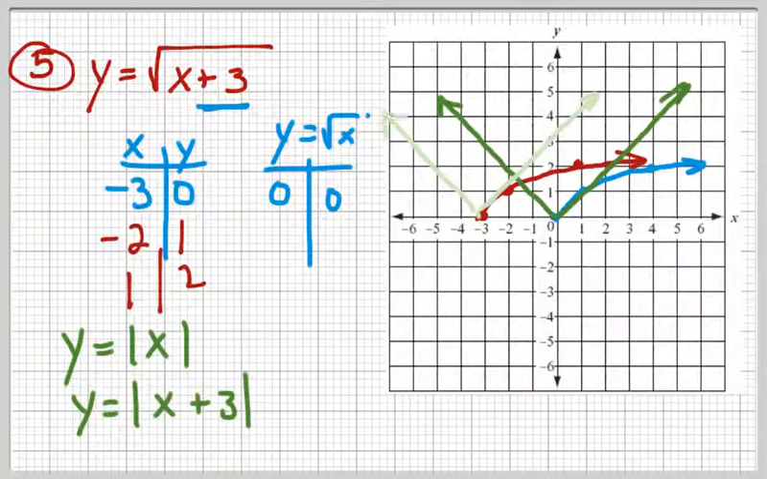And our radical functions do the same thing. That plus 3 on the inside shifts it left by 3. Alright, 7 is very similar to that. Let's jump to problem number 9 now. 9 is a new section.